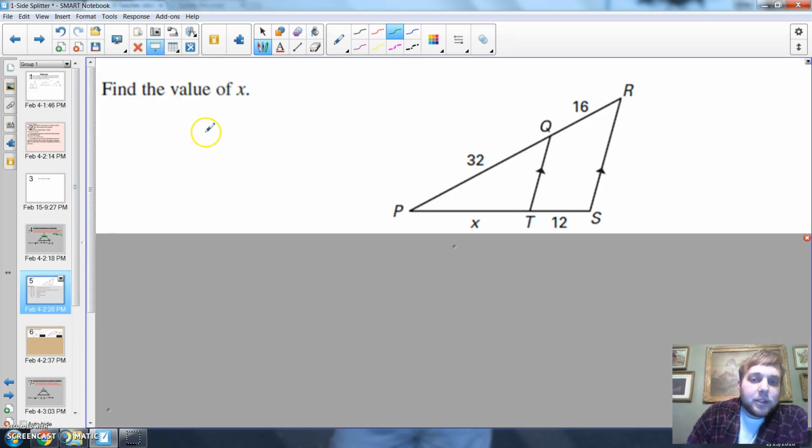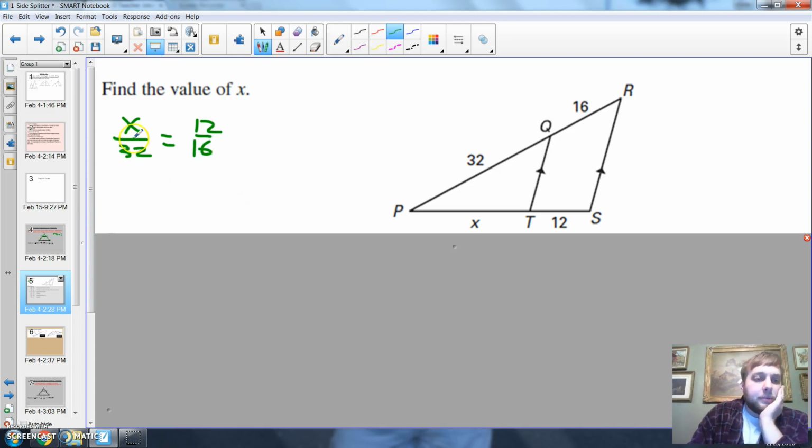Here we go. See, look, this line is parallel to this one, so that means these could be proportionate. I'm trying to find what X is. So I've got X over 32. That's the same little triangle there, and that's going to be the same as 12 over 16. Now I started on the bottom and went to the top, so I got to start on the bottom.